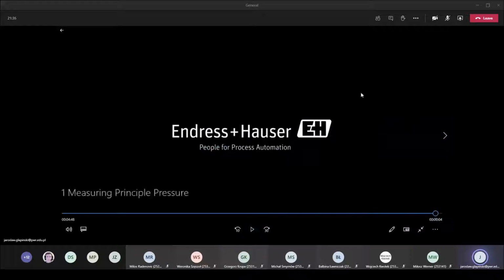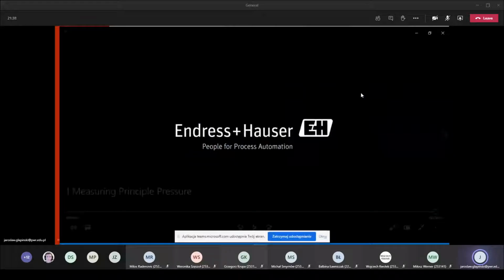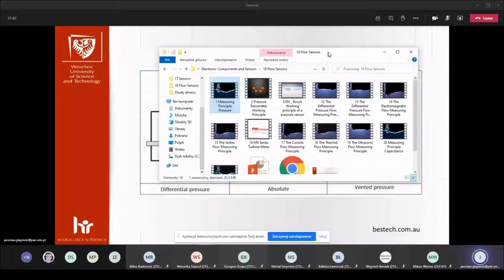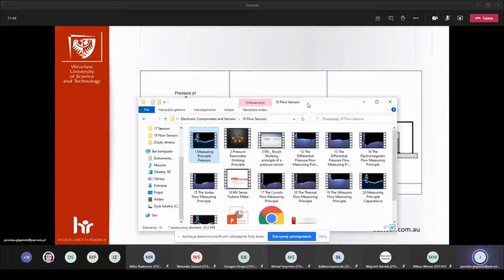Okay, this was the example of how the differential and gauge pressure measurement works. So, in fact, can you hear me? Yes, we can. Okay, thank you.